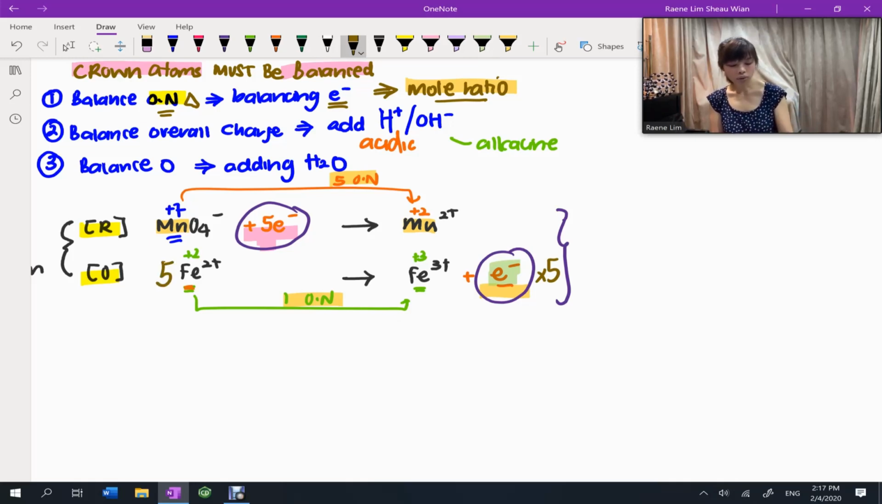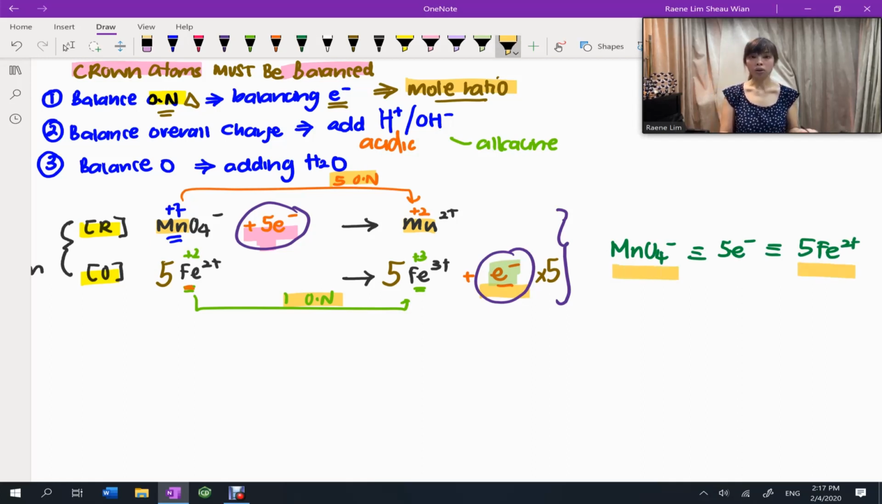Now in that way you get 5 of the iron 2+ forming 5 of the iron 3+, releasing 5 moles of electrons. Electrons must all cancel on the left and the right when you combine the two half equations. So here you have your mole ratio: 1 unit of MnO4- is proportional to 5 electrons, which is proportional to 5 units of iron 2+, and you can go ahead and calculate your stoichiometry.